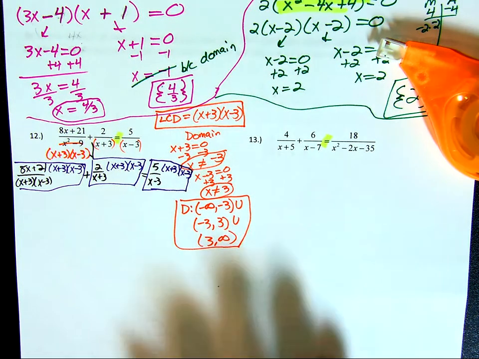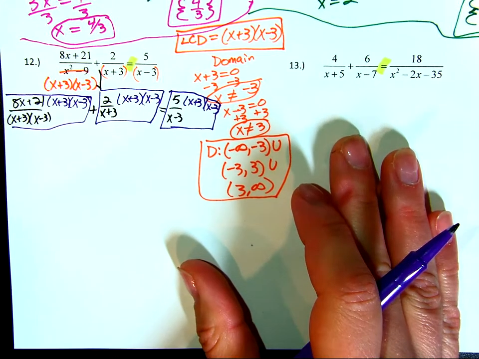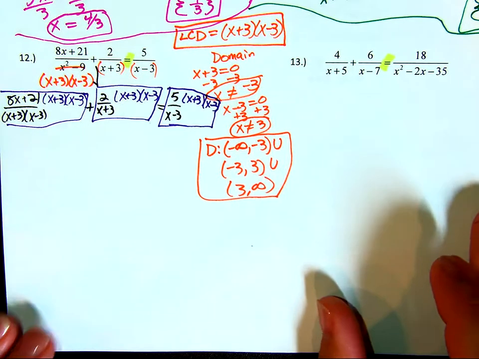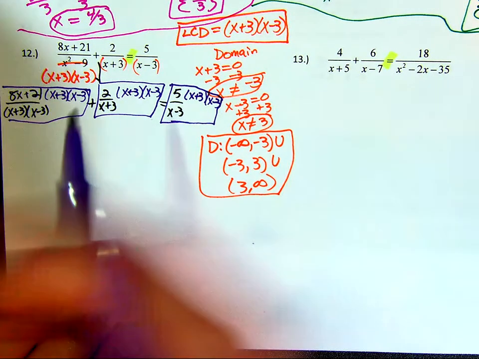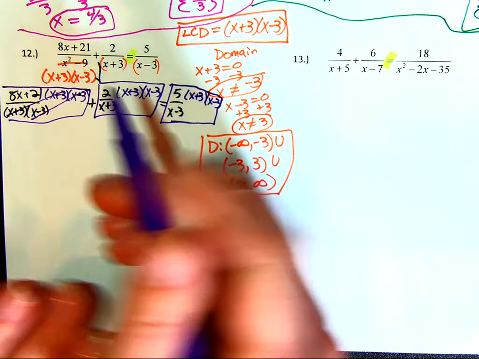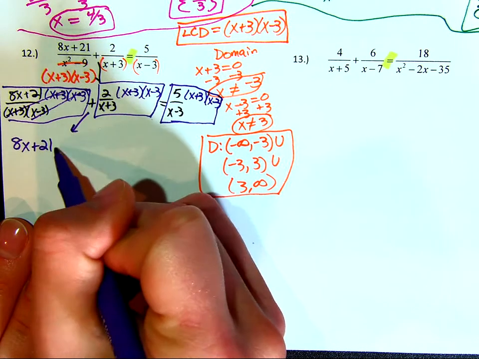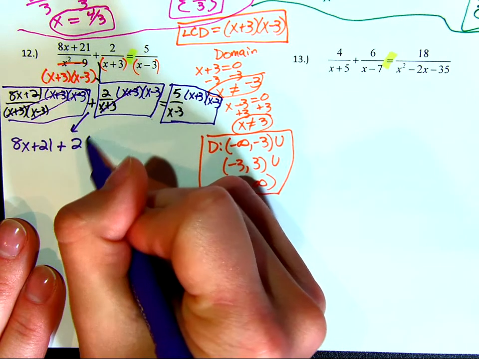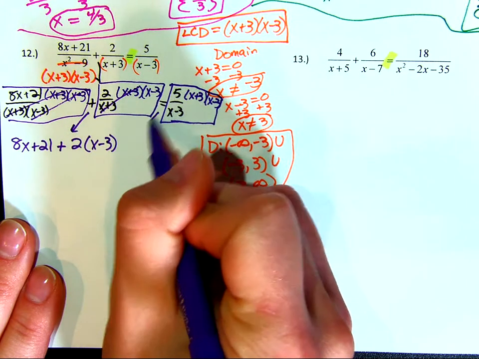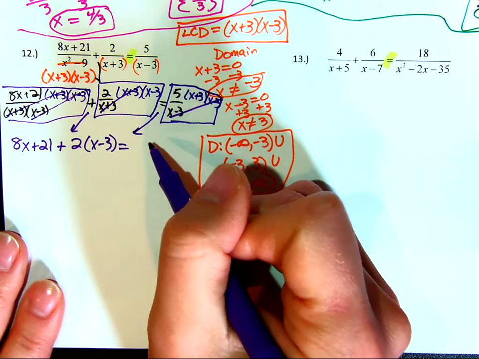Okay, so I'm going to zoom in since I'm writing a little small here, make it easier for you to read. So then we can go ahead and cancel out the common factors here. So x plus 3, x minus 3 go away, leaving us with 8x plus 21. Bring down our plus sign. The x plus 3's go away, leaving us with a 2 and an x minus 3. Bring down our equal sign. x minus 3 goes away, leaving us with a 5 and an x plus 3.